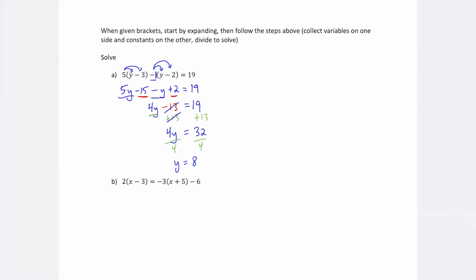Again, you can check your work, plug in 8 into the top equation, and what you should find is if you plug in 8 into this y spot and this y spot, that the solution will be 19. It should equal 19.